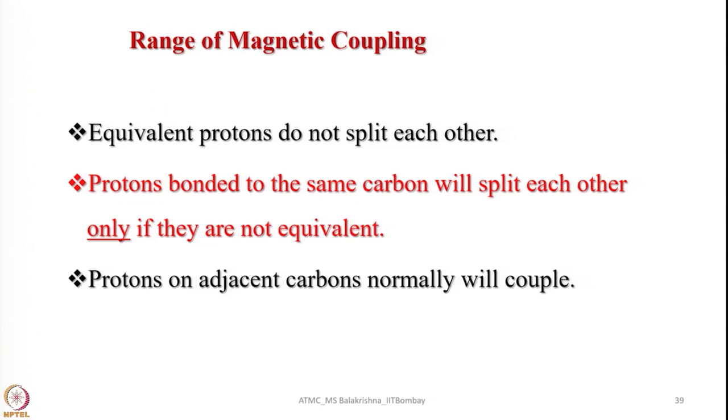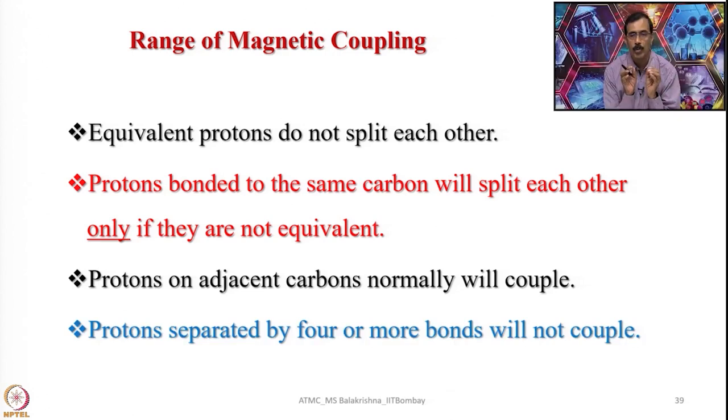When you look into 2 alkyl groups, say CH3 group, CH2 group, or CH, they normally couple and show spin splitting accordingly. Protons separated by 4 or more bonds will not couple, because when you move further, the influence of the magnetic field generated by those will be less. As a result, they do not couple. That's the reason we don't see very long range coupling. For example, one CH3 is here, after CH2, CH2, there is one more. It doesn't have much influence on the radio frequency of this one. As a result, they do not couple.